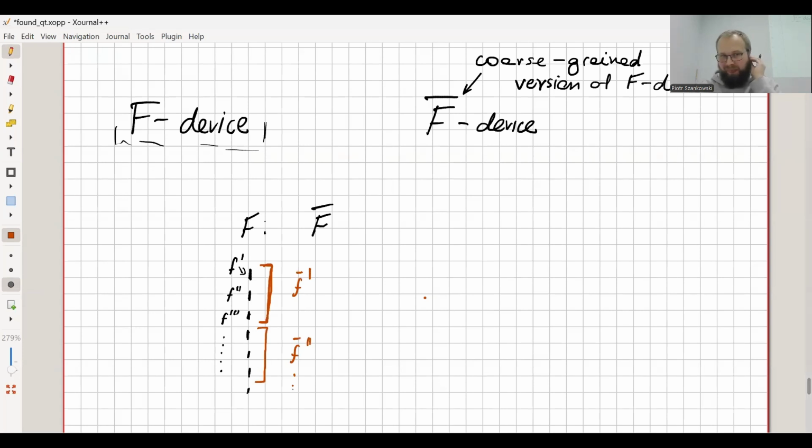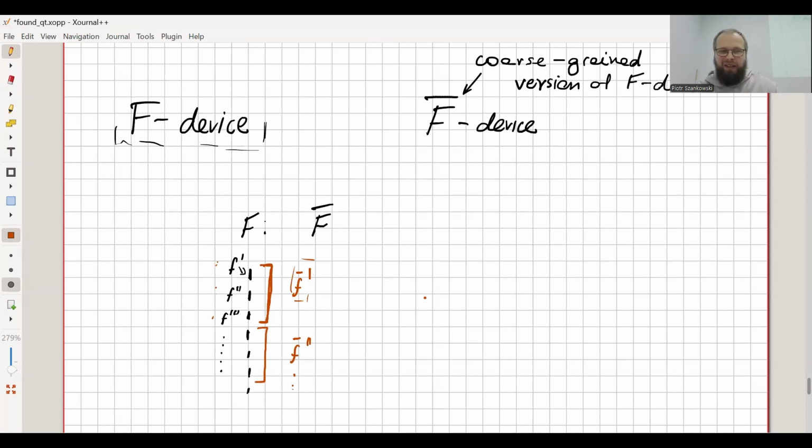So if at some point we apply the F device to measure, it displays one of those results. All things being equal, if you deploy the F bar device, it would always display only the result corresponding to this whole blob of results of finer measurement. Is this picture clear? Yeah, it's kind of intuitive, right?